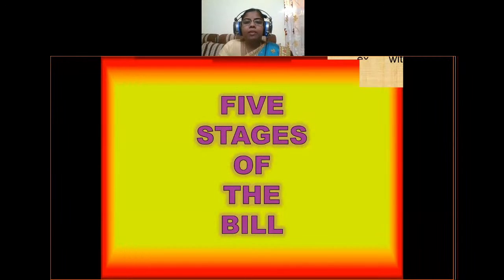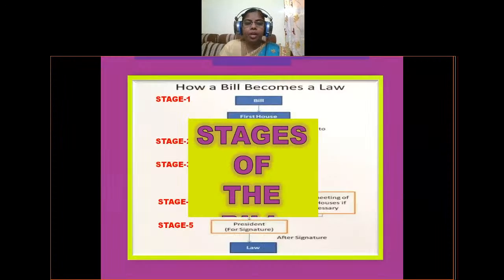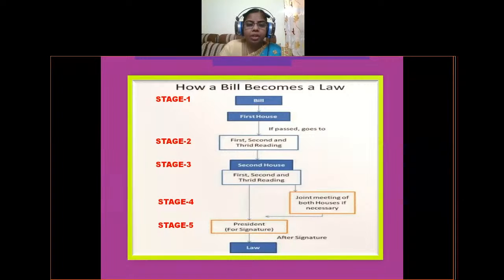Let us move to the 5 stages of the bill. Every bill has to pass these 5 stages before it is converted into a law. Let us see a brief description of all the 5 stages, how a bill becomes a law. The first stage is introduction of the bill. An ordinary bill can be introduced in any house of the parliament, either in Lok Sabha or in Rajya Sabha. The bill will be introduced in the first house, and it can be called stage 1.